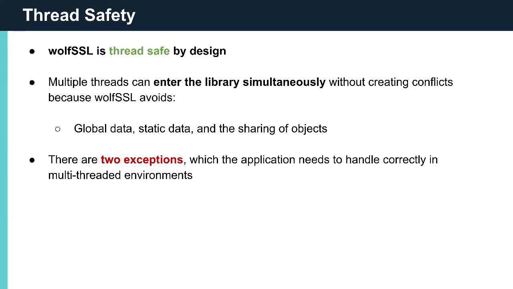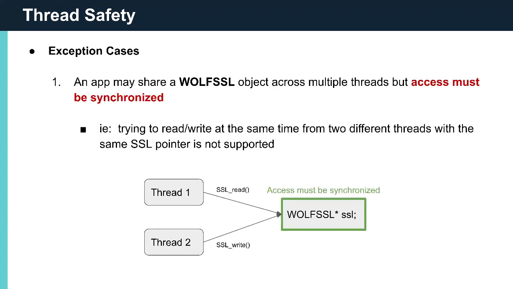So a couple notes on thread safety. If you're using wolfSSL in a multi-threaded environment, that's safe to do. You just have to keep a couple things in mind. In general, multiple threads can enter the library simultaneously without causing conflicts. We try to avoid using global data or static data or things that would make that not work. There are two exceptions to this that you do need to keep in mind when using wolfSSL in a multi-threaded environment.